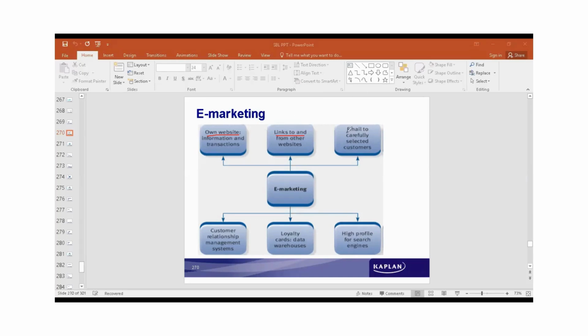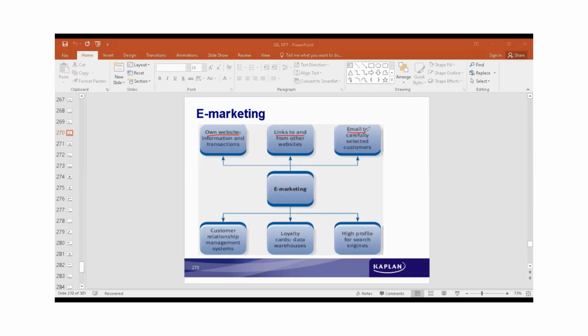They send emails to carefully selected customers. So that's one way of taking up marketing through mail. Send mails to the customers very specifically identified, only those to whom they want to cater with their products and services are contacted through emails. So that's the third way.